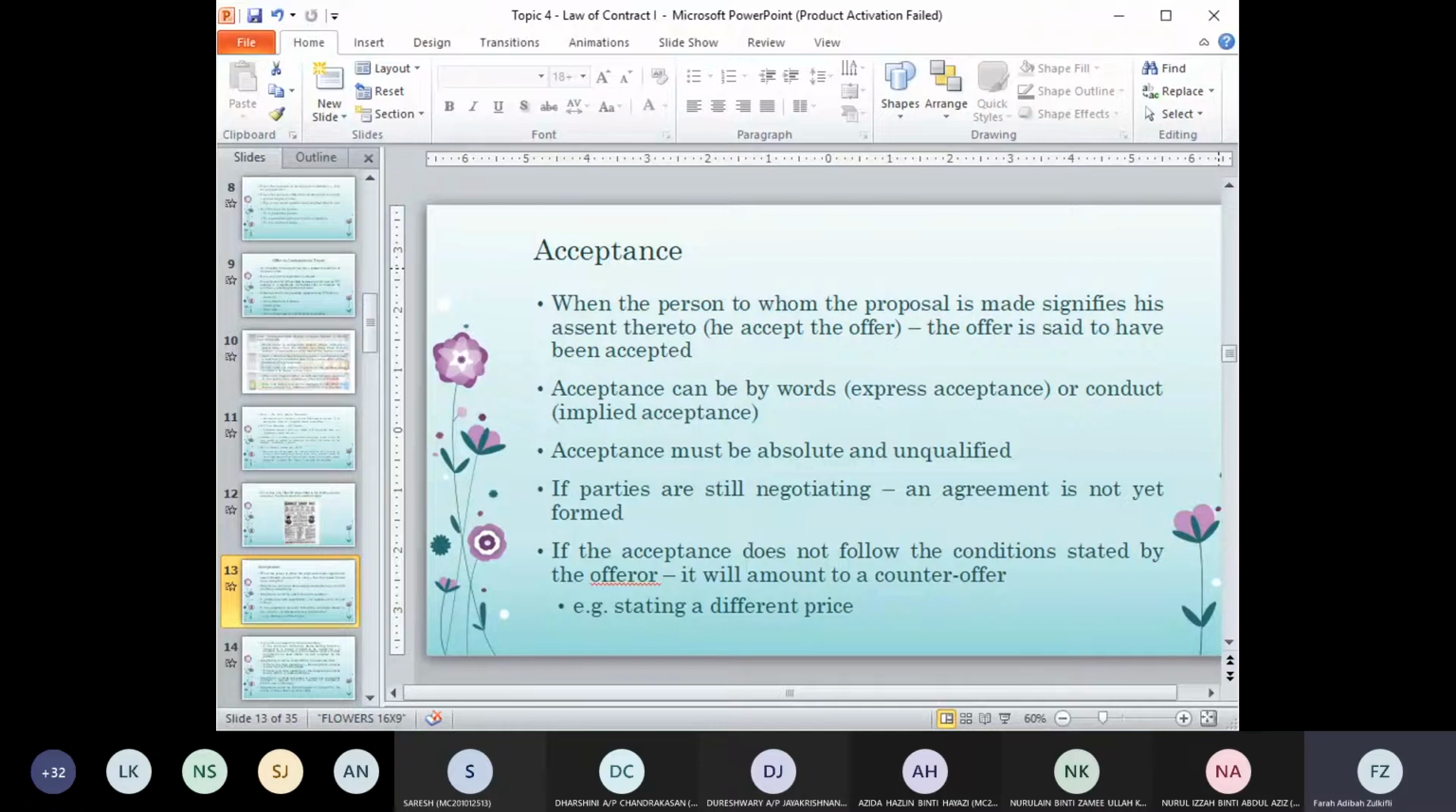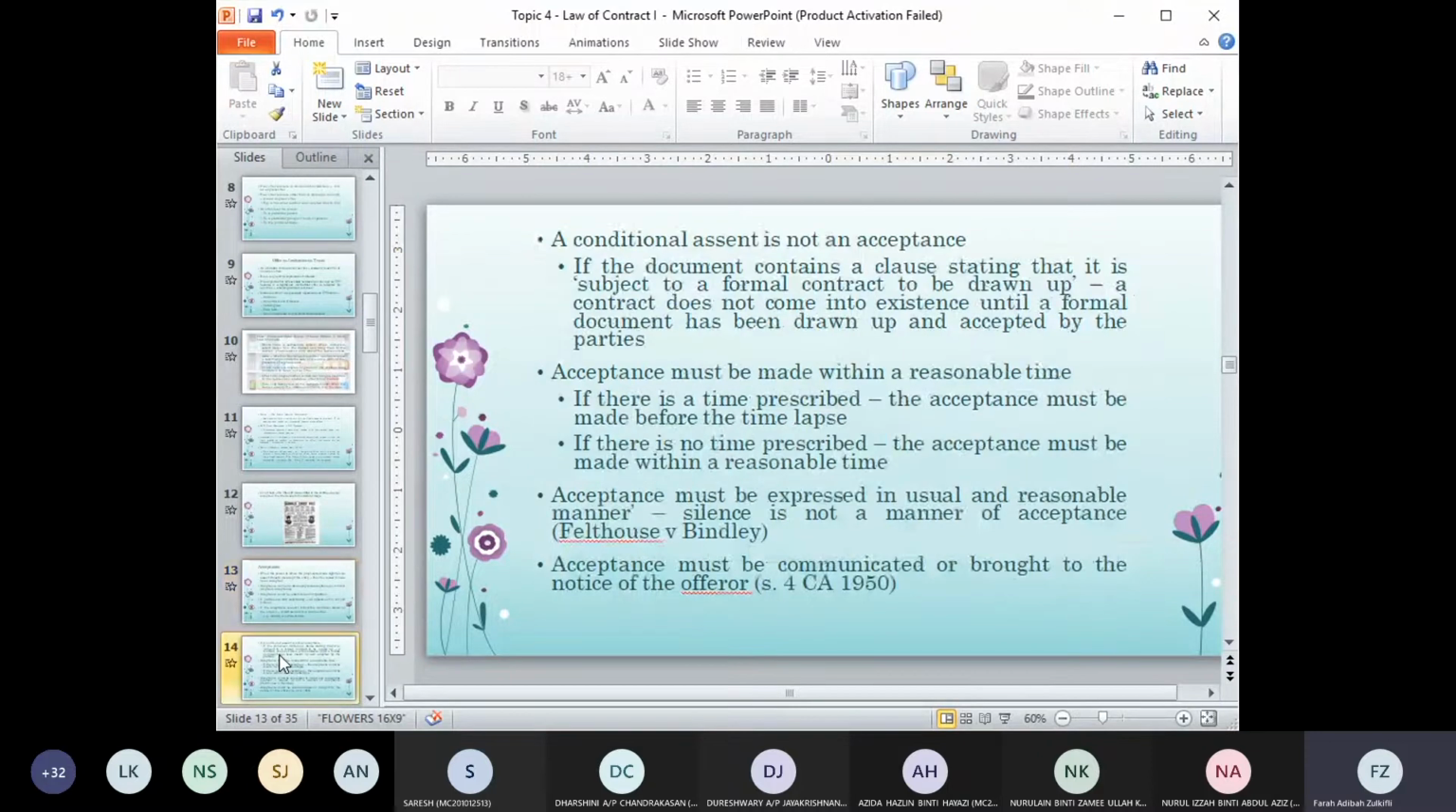Because when you have a counter offer, the company has the choice either to accept your counter offer or to reject it. Okay, so that is a counter offer. And then a conditional assent is also not acceptance. If you put a condition inside your agreement, it is still not acceptance.